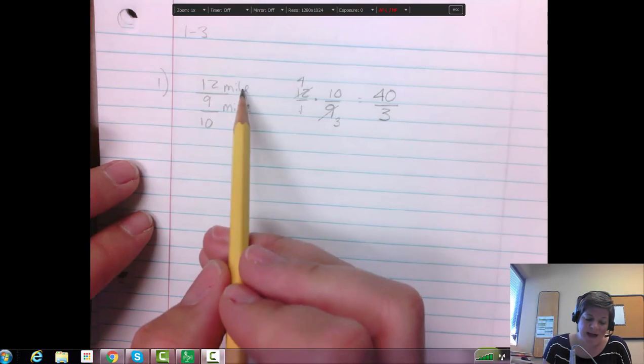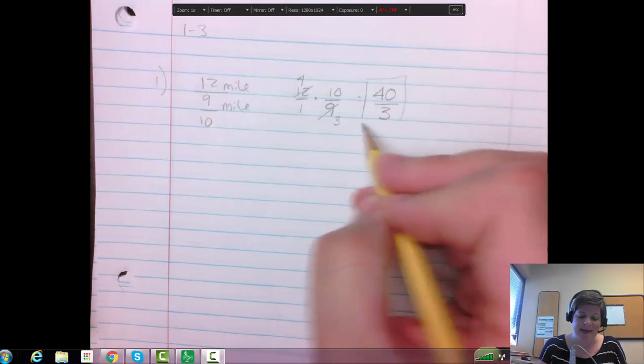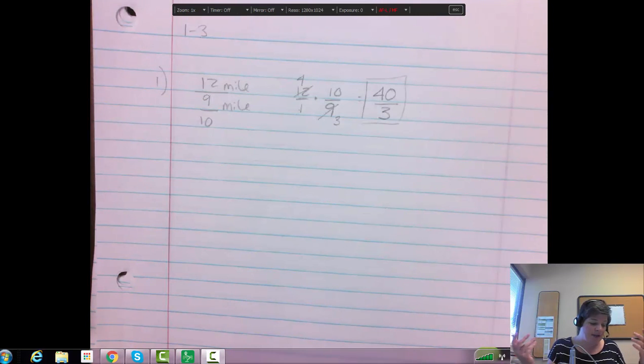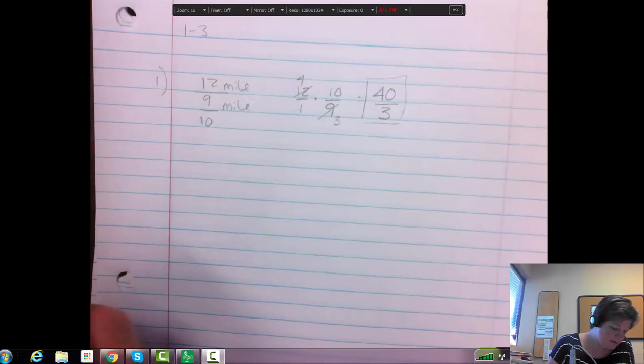When I divide a mile by a mile, they cancel each other. So I don't have miles as my answer. I just have 40 thirds, and that's it. That's just my answer, 40 thirds. Okay.